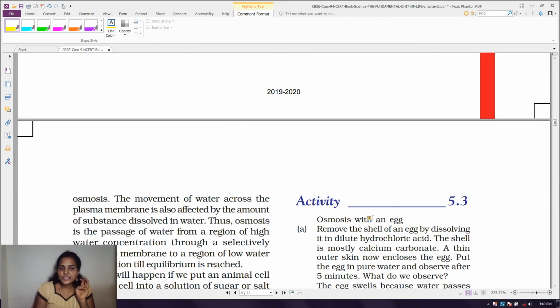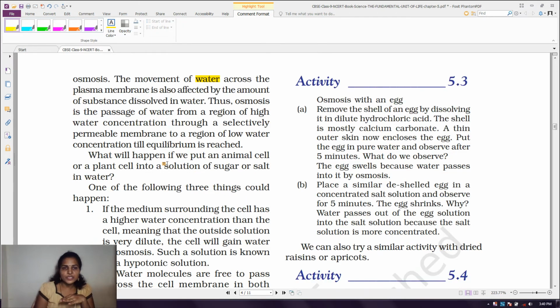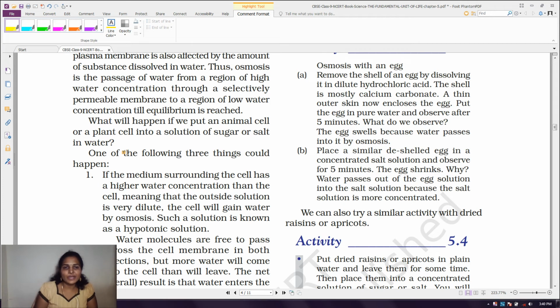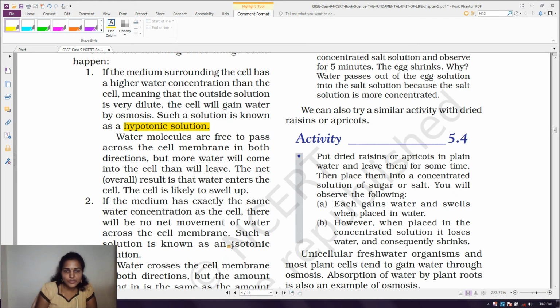Okay, and next one, how the water molecules. So now we discussed about the gas, in which way the gaseous exchange takes place, right? So now next one, how the water molecules will move inside the cell and to outside. Okay, so while we are discussing about this, there are three forms. So the first one, hypotonic solution, right? And then isotonic solution.